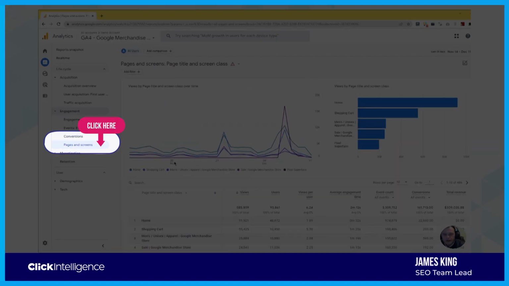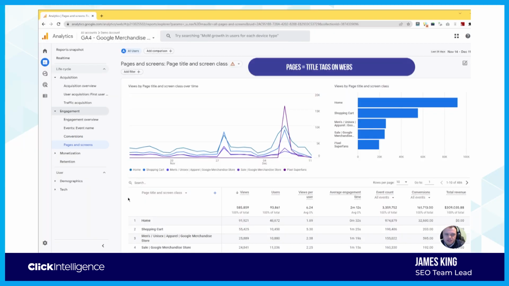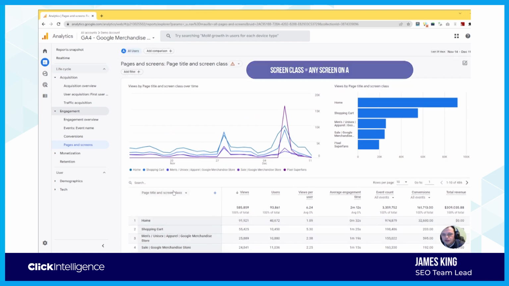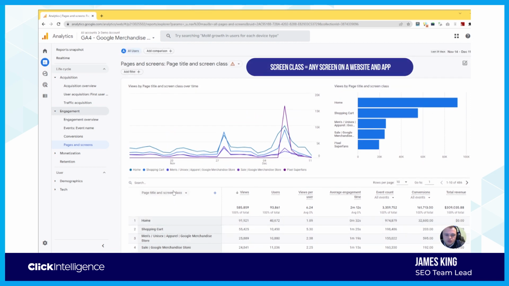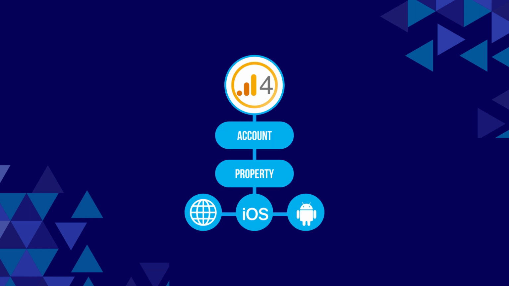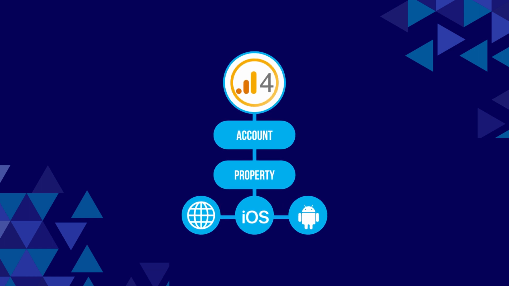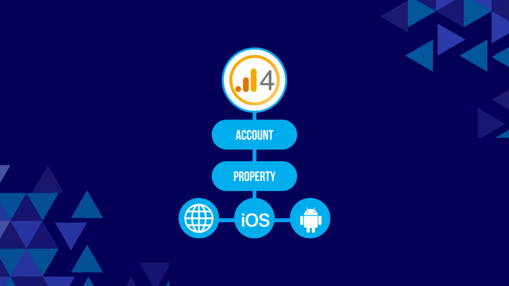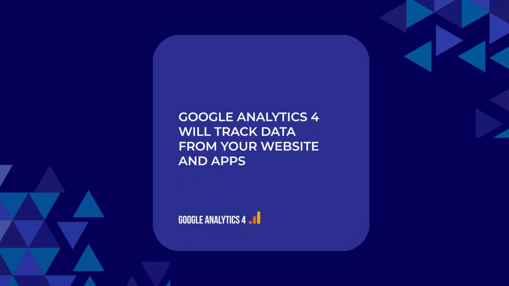So pages and screens is essentially pages like title tags on the website. So these are how they'll be highlighted here. And then a screen class is referenced to any screen that is on your app. If you have an app, that's what it'd be classed as, because Google Analytics 4 now offers cross-platform tracking from mobile devices in terms of web apps and your website. So it mainly tracks your website, regardless if it's on a mobile device or a desktop. And then if you have your own app, it will track that as well.